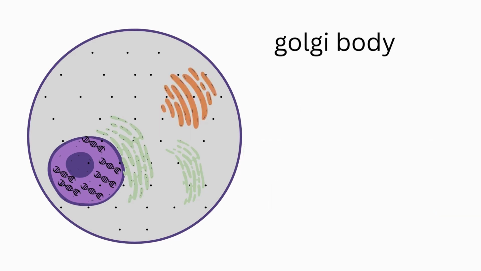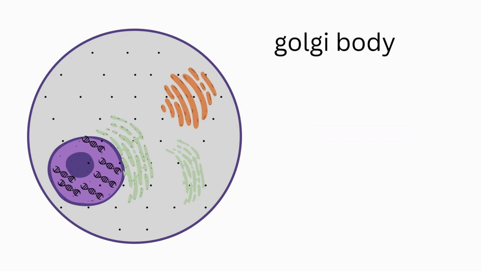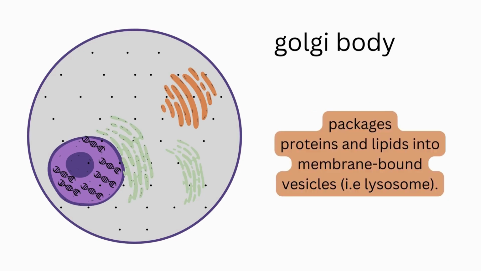The Golgi body is a stack of flat membrane sacs. Its function is to package proteins and lipids into membrane-bound vesicles, such as lysosomes.